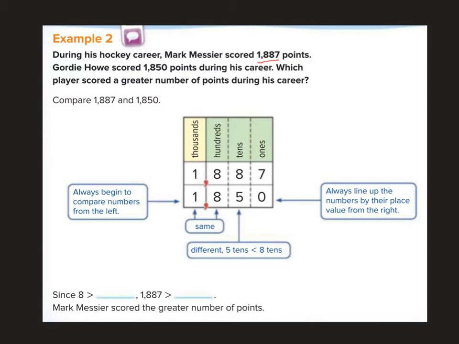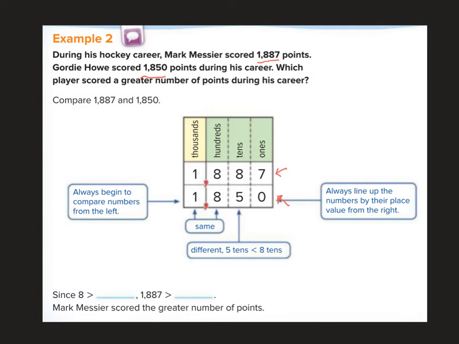During his hockey career, Mark Messier scored 1,887 points. Gordie Howe scored 1,850 points during his career. Which player scored a greater number of points during his career? Okay, so we're looking at 1,887 and 1,850.